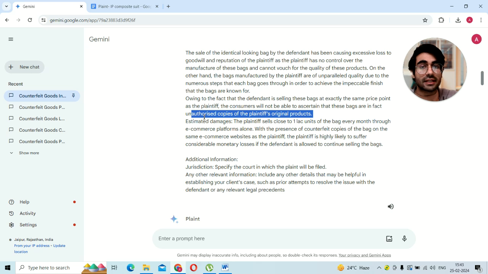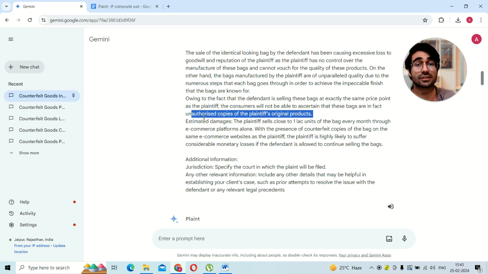So this is also something that I've stated, because a lot of times this defense can be taken that these products are being sold at a very cheap price. So there's something called consumer sophistication. This is a term that we use for trademark, which means that if a product is being sold at a very cheap price in comparison to the original product, then there is no scope of confusion, because anybody who's buying that product will know that this is not actually coming from the original brand, right?